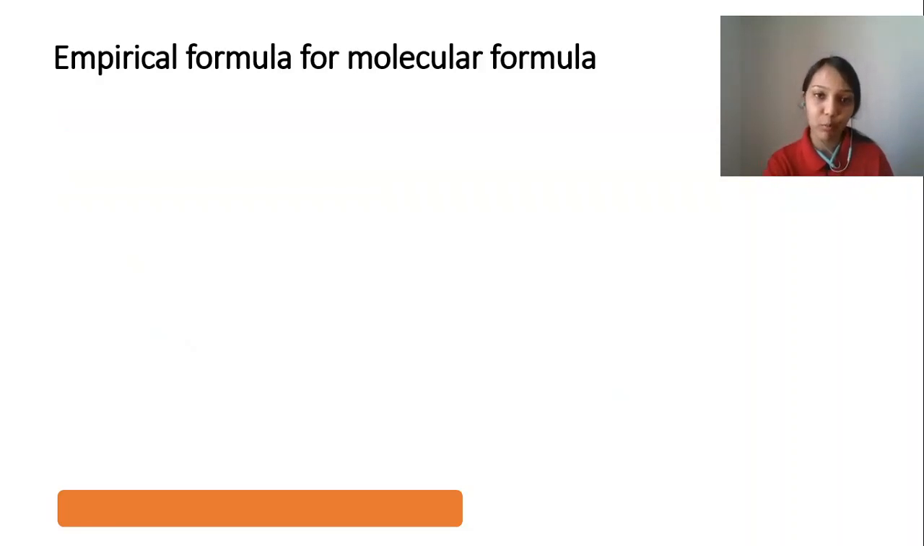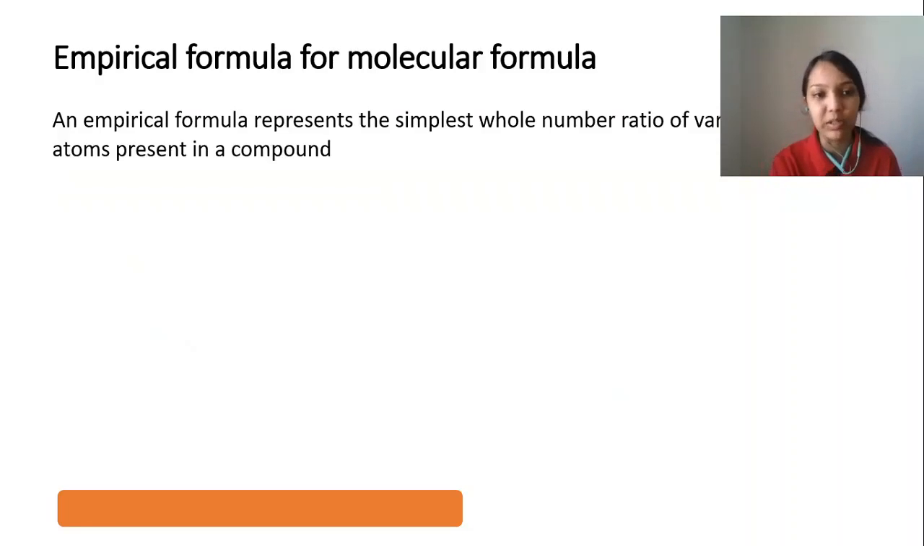Next, empirical formula for molecular formula. What is the empirical formula? The empirical formula represents the simplest whole number ratio of the various elements, that is, atoms present in the compound.